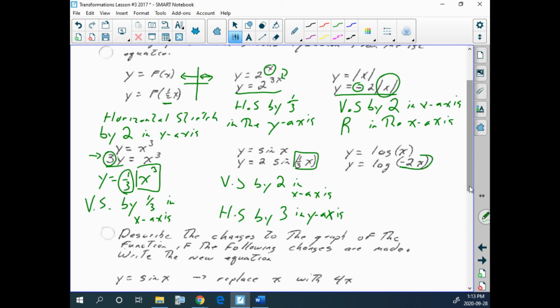Here, we're inside the function, next to the variable x, that's always horizontal. So we have a horizontal stretch by 1/2 next to the variable, we'll take the reciprocal. And we also have a reflection in the y-axis, a horizontal reflection where it's going to flop across the y-axis.